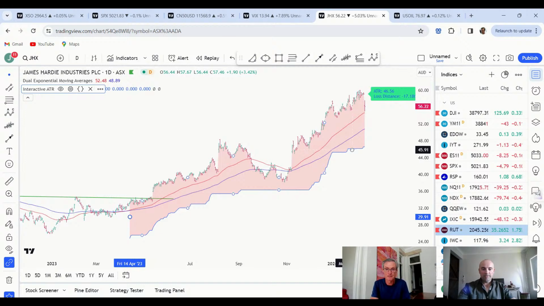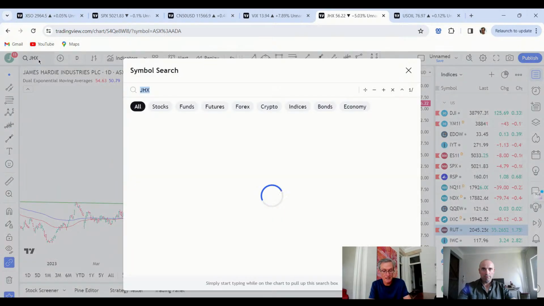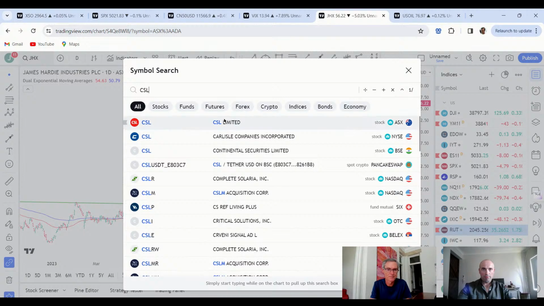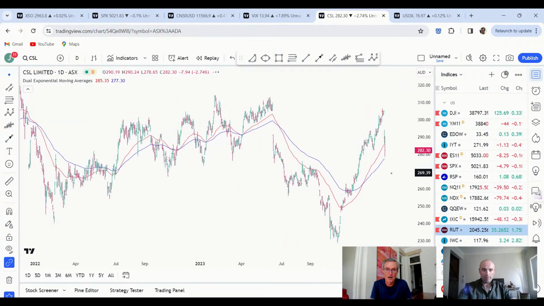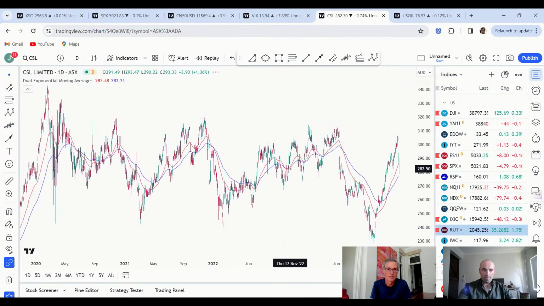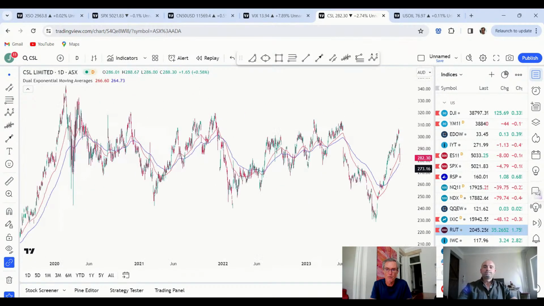What about CSL? Can we have a look at that one quickly? Yeah, okay, CSL. Look, it's a similar situation, isn't it? We've got this sharp move down again, probably news related. Just compressing it a bit. A thing to keep in mind with this one is it has had a big run off the lows without any sort of real consolidation at all.